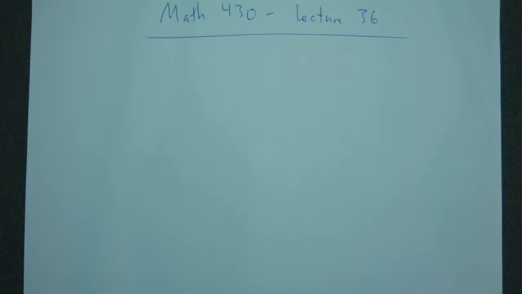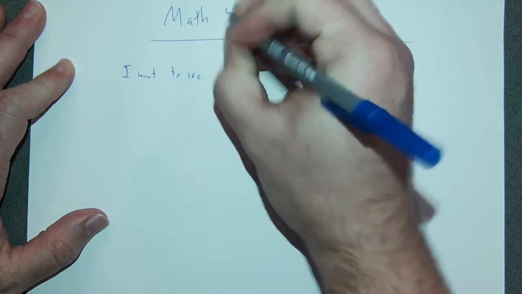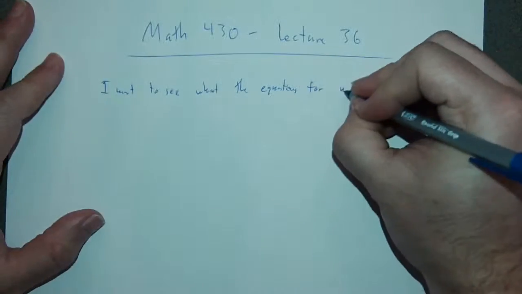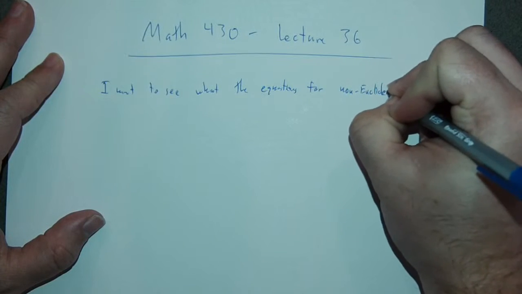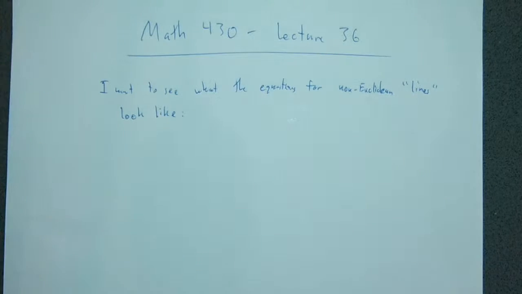So the idea here is I want to see what the equations for non-Euclidean lines look like. Up till now, I've just given you what these things are, but I didn't actually show why they work out that way. I explained to you what the lines were in the upper half plane: they were either vertical lines or semicircles that were centered on the x-axis, which is our boundary line RP1 in the upper half plane.